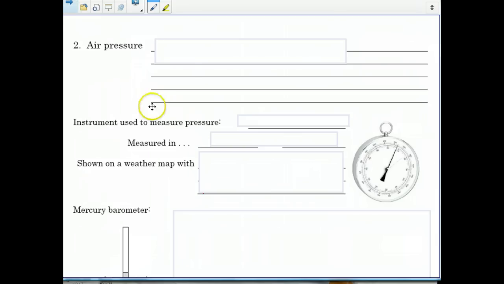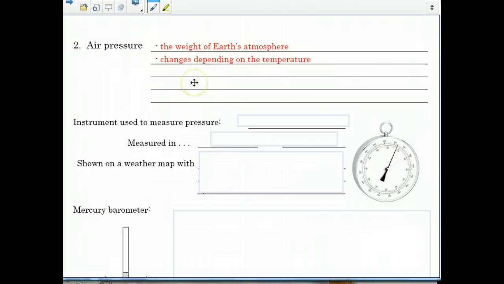The next one is air pressure. So another variable that we look at is the pressure, the weight of the atmosphere pushing down on us, and it changes depending on the temperature, because as air expands, as temperature goes up, as we talked about before, the air expands and rises, and so the pressure will get lower if you get warmer air. So we have those two things happening there.